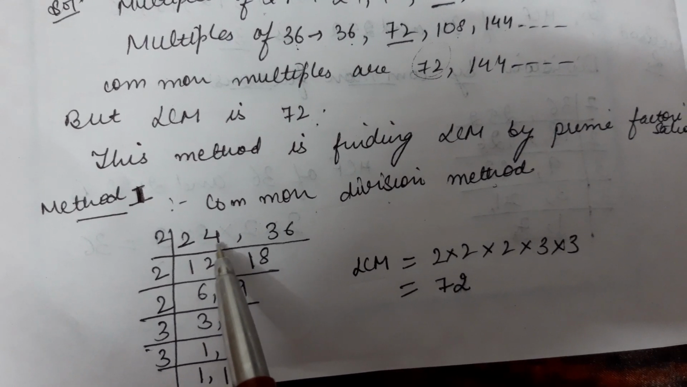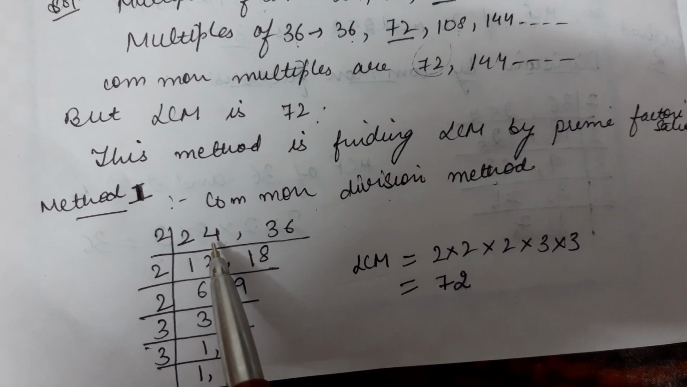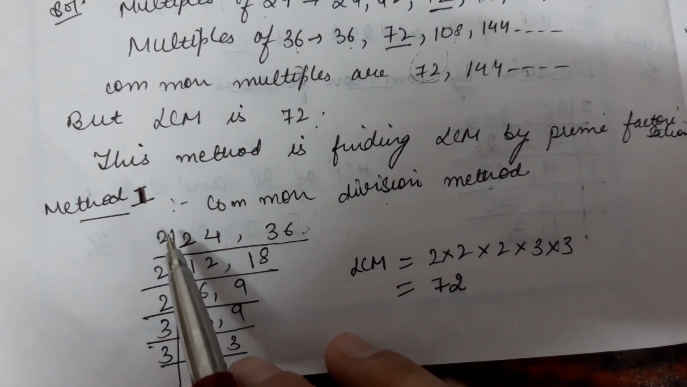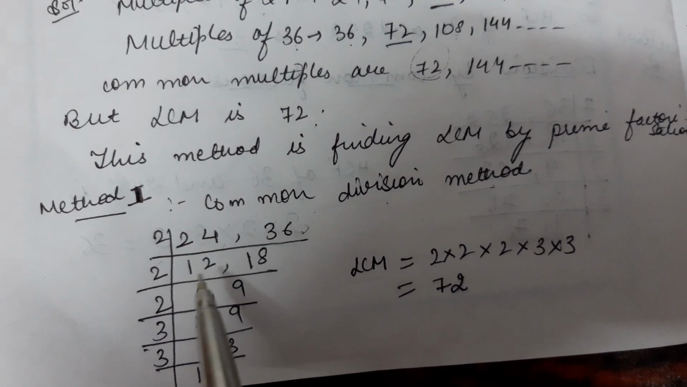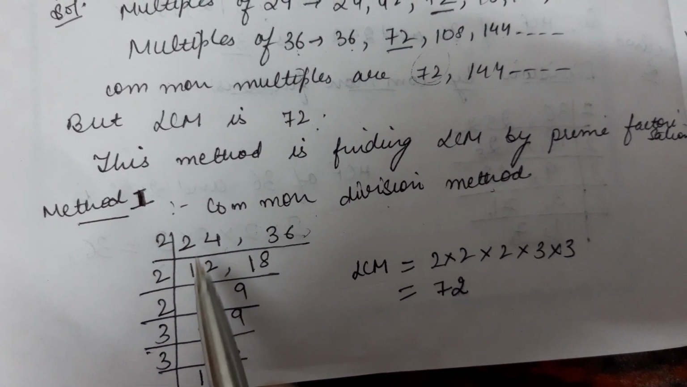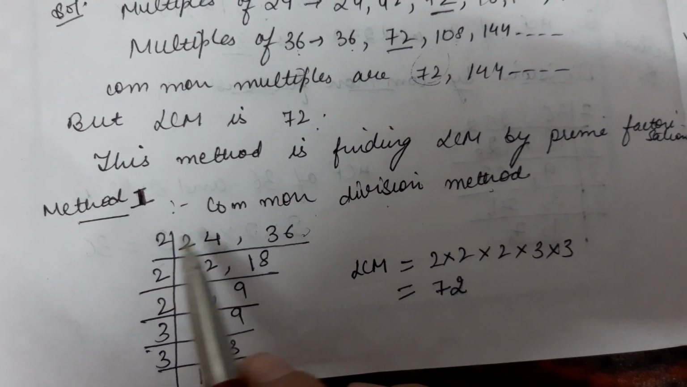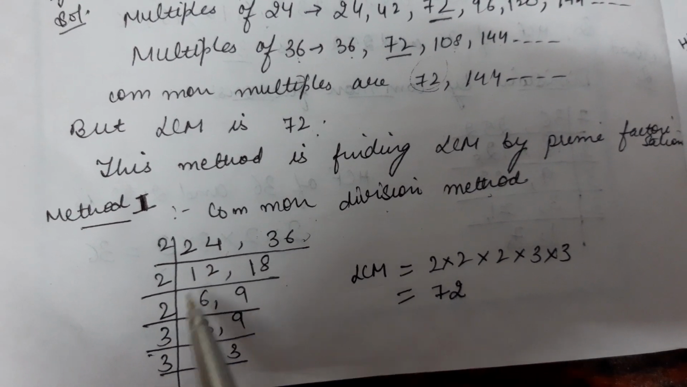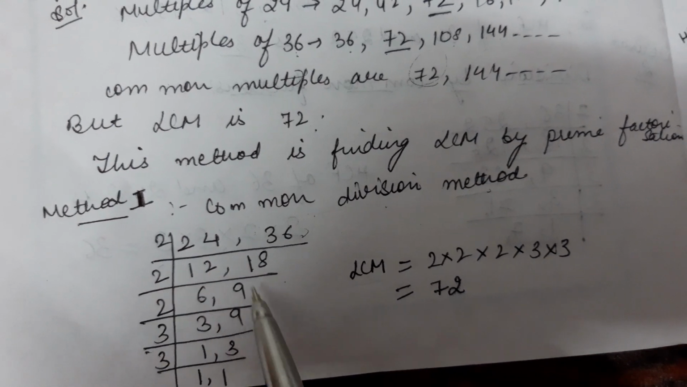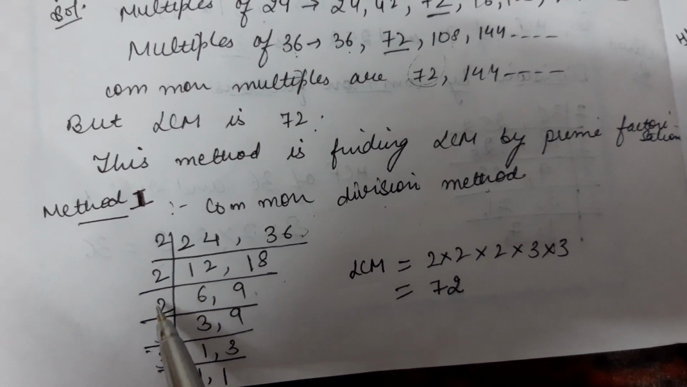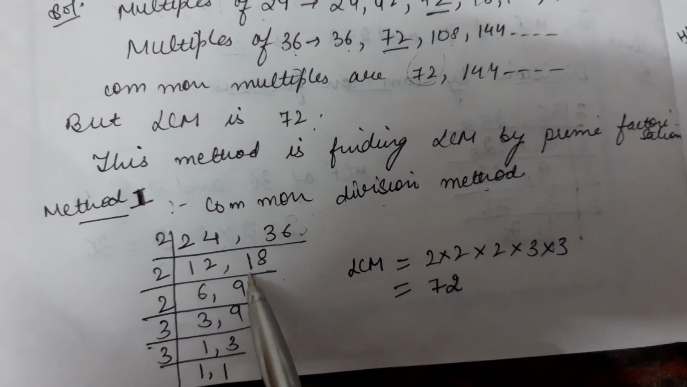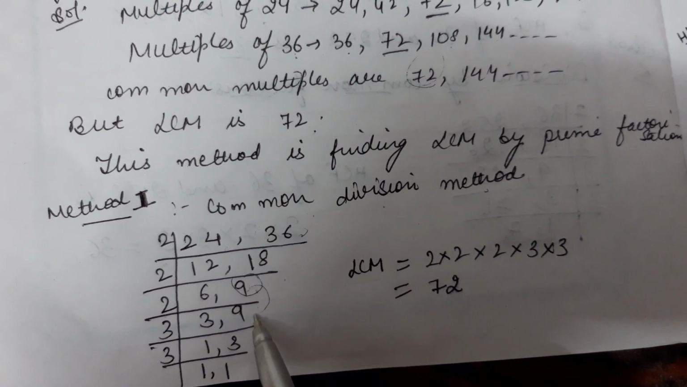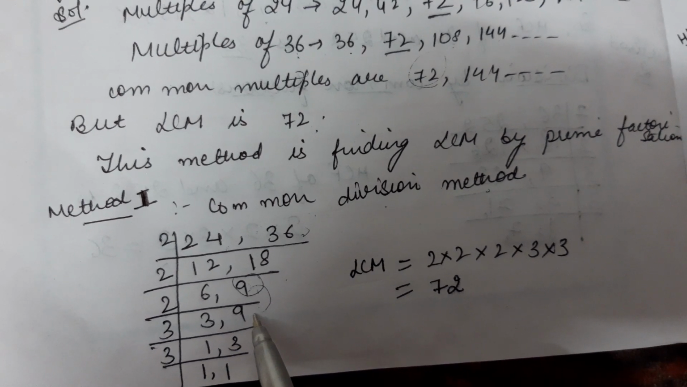In the common division method, as we have done in HCF also, suppose I want to find the LCM of 24 and 36. We will again start with the smallest number that divides these two numbers. 2 divides 24 and 36. So 2 12s are 24, 2 18s are 36. Again 2 6s are 12, 2 9s are 18, 2 3s are 6. Then now 9 is not divisible by 2, so we will write 9 as it is. The number which is not divisible we will write as it is.